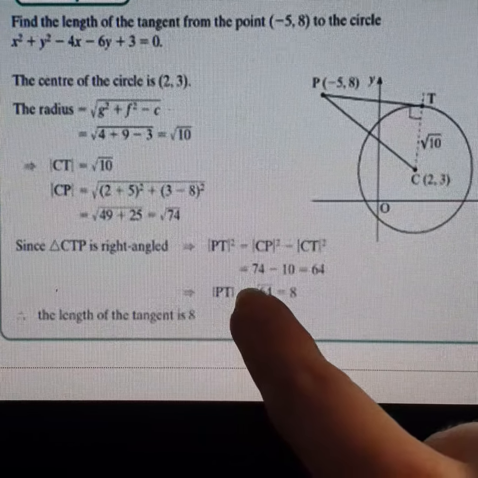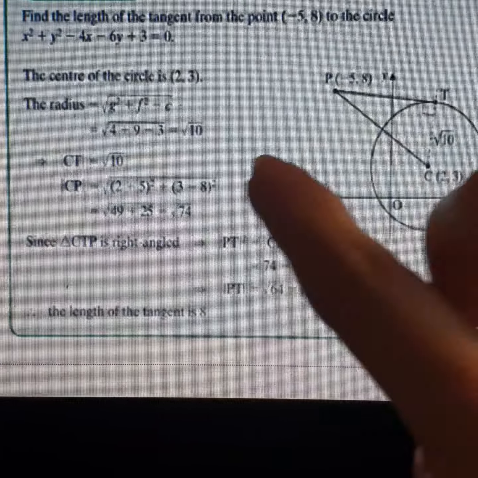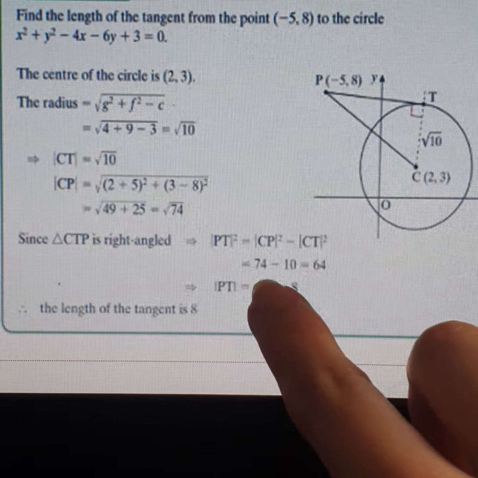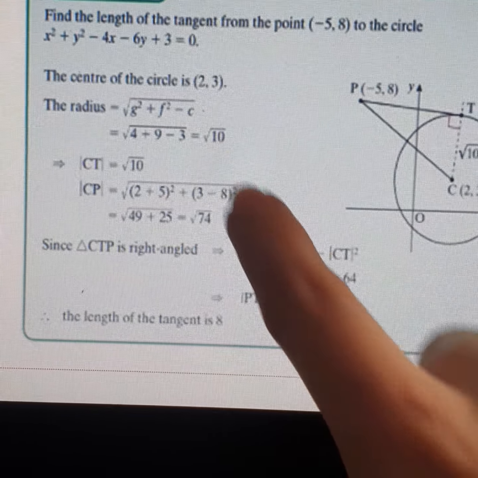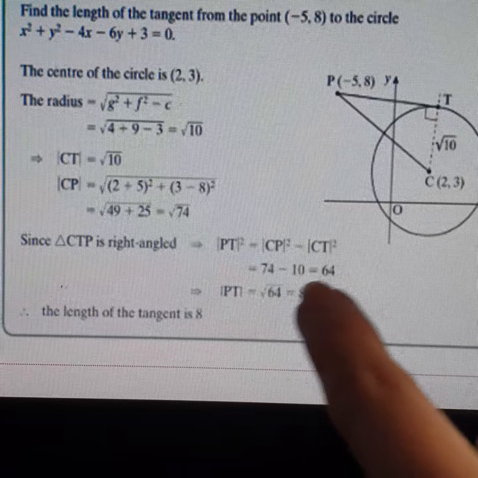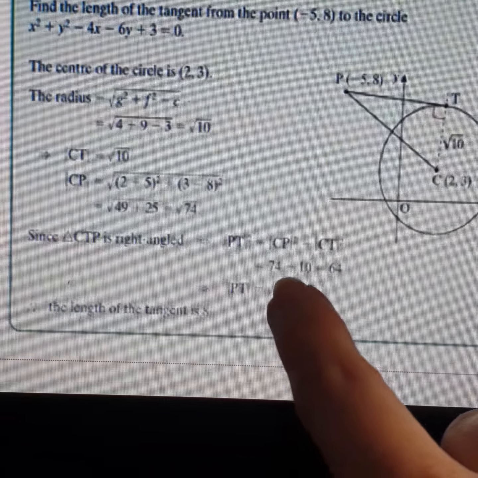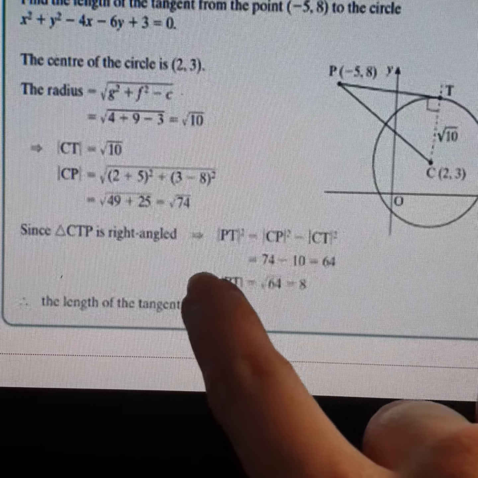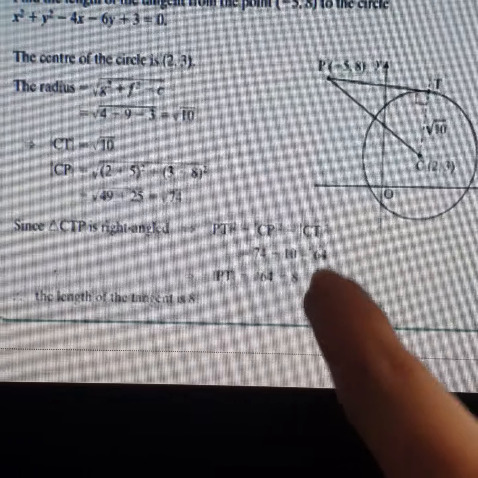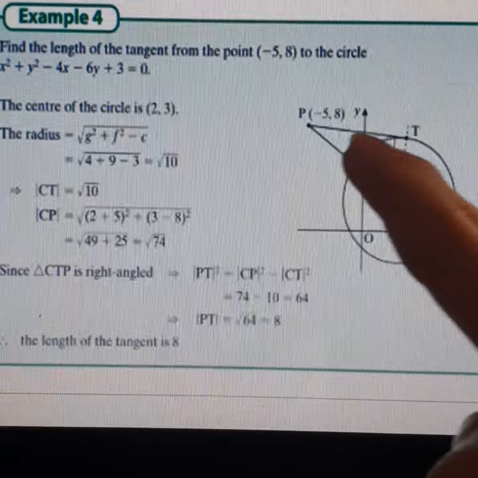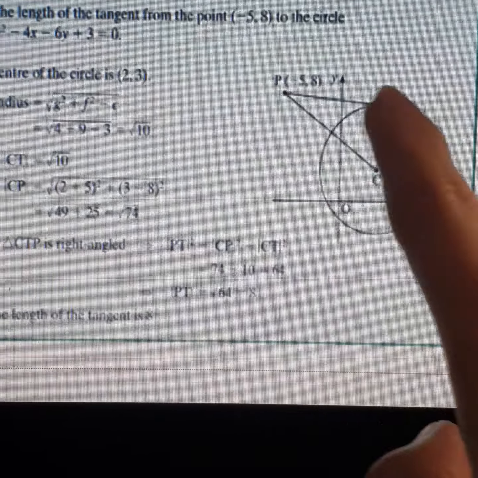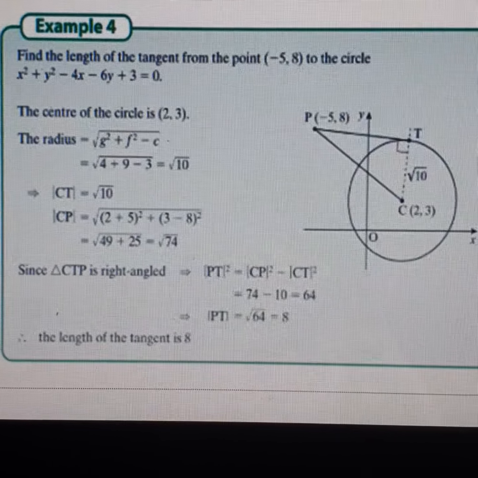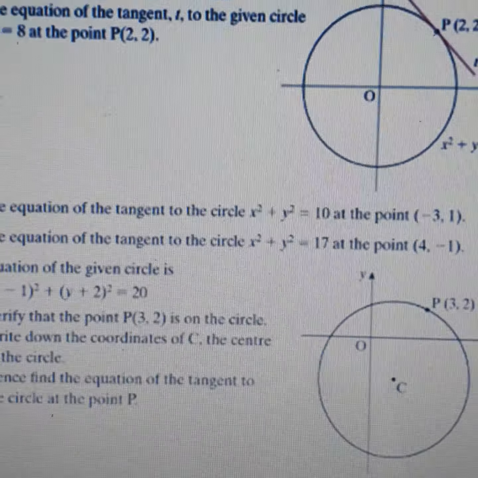So you have CP squared, where we're squaring the square root, which is going to get rid of it, just to be 74. We're squaring the root 10, going to get rid of it, is equal to 64. PT squared is equal to 64. PT is equal to root 64, which is equal to 8. So therefore the length of this tangent, or the distance from P to T, is equal to 8 units. Okay, we don't know what it's measured in this case.